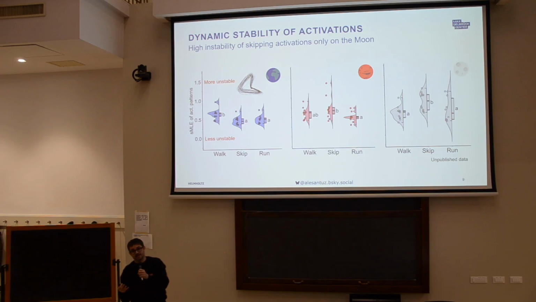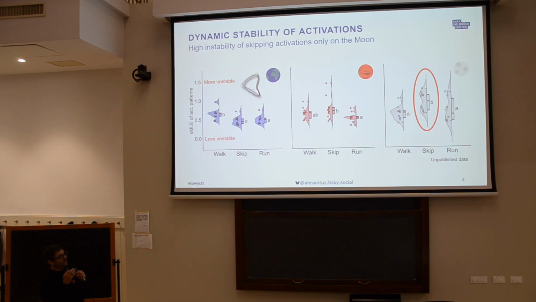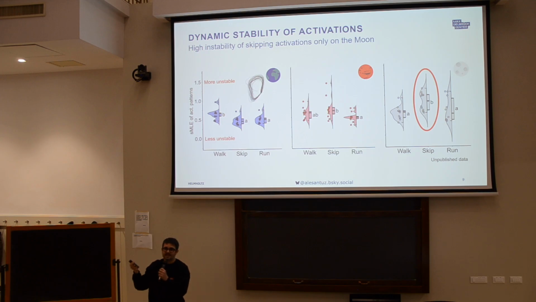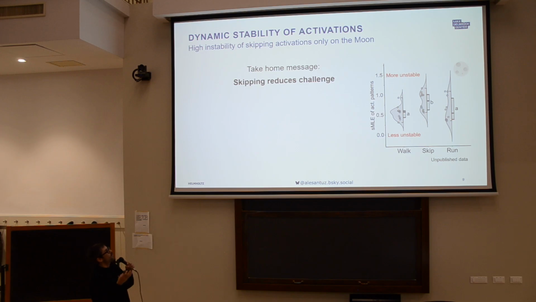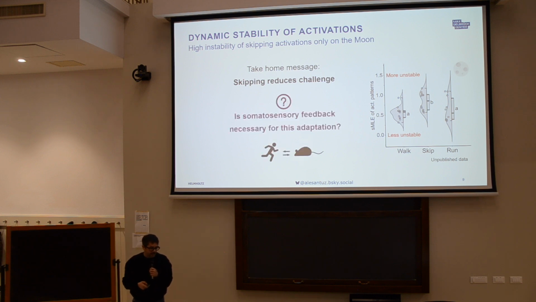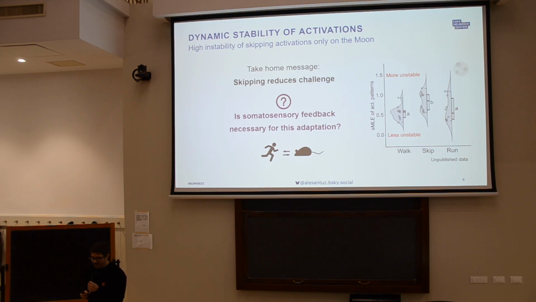We see that skipping comes up in the instability of activation patterns, and it is clearly statistically different, because when you see that the letters are not shared, it means that the statistics are also not shared. Skipping seems to be the least challenging of all three. And here, another take-home message: we can say that skipping reduces the challenge of locomoting in hypogravity.